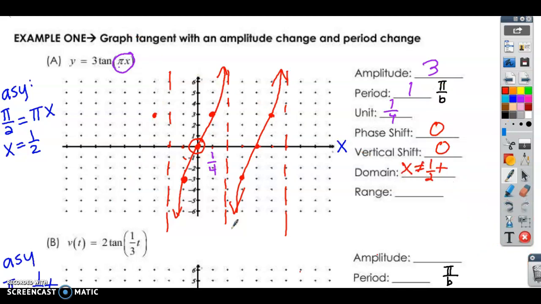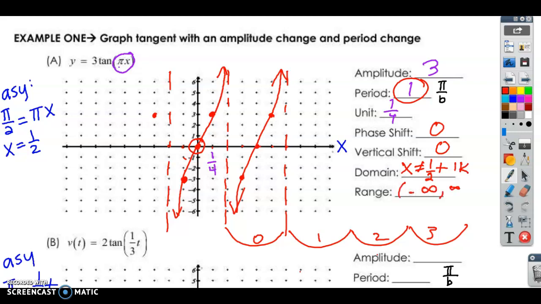So the next asymptote will be the next period, and we have an infinite number of them. So we say plus the period times k. We just call k our natural progression of integers. The period in this problem is 1, so we pick an asymptote plus the period times k. In this case, the period is 1 times k, so you can just write k. And then the range is negative infinity to positive infinity.